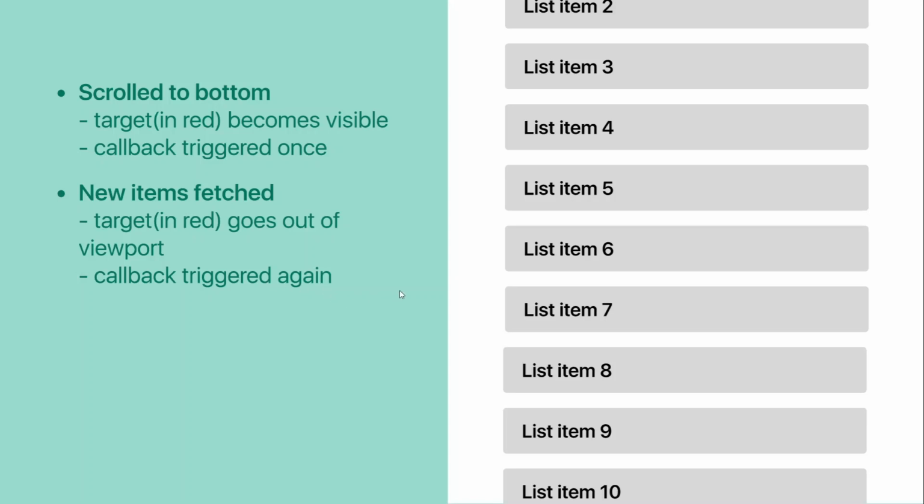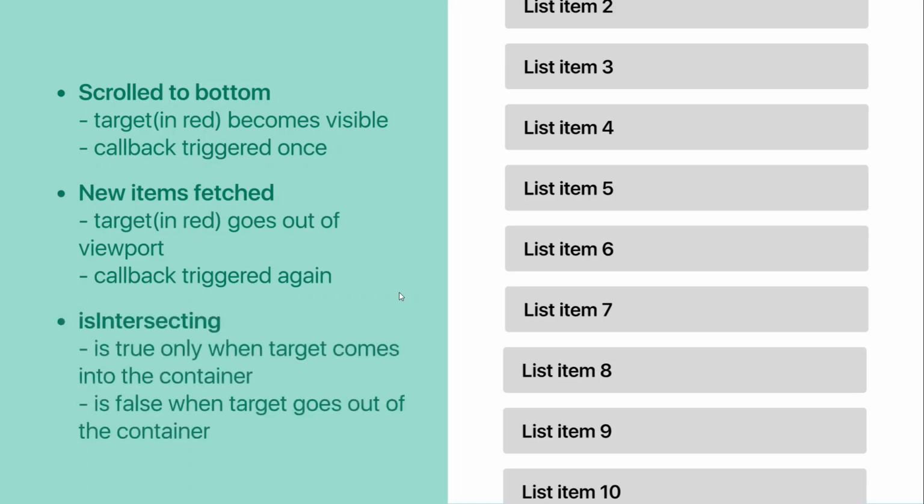So to avoid this second callback execution, I check if is intersecting is true, which only will happen when we scroll down and it's coming into the view. When it goes out of the view, the property will be set to false.